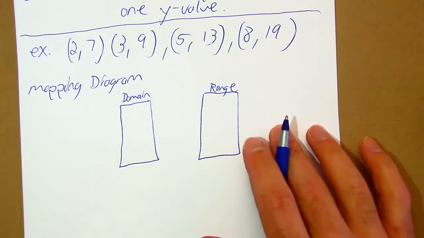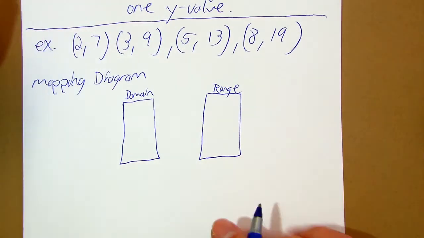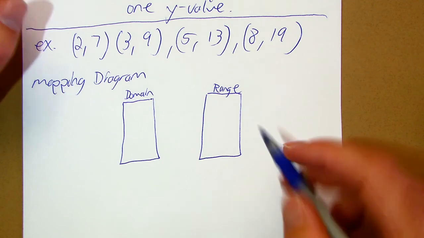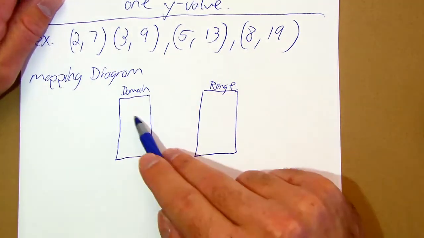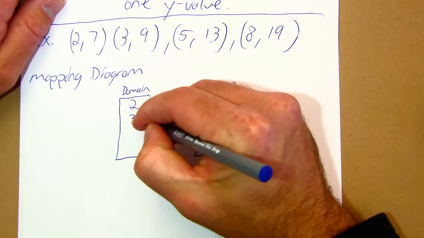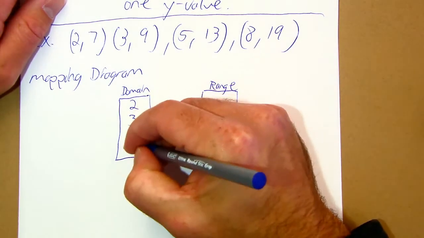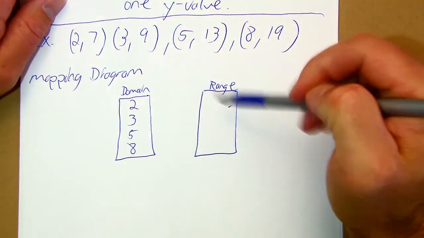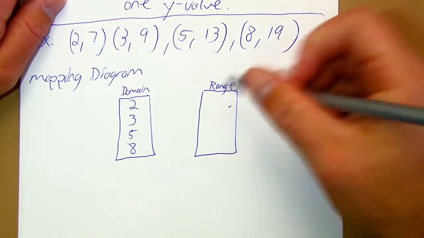Oops, I hope it got on the screen there. So these mapping diagrams, nothing too crazy here. You're just going to take each x value, put it in the domain box, so 2, 3, 5, and 8, and you're going to map it, and then you're going to put your y values in the range, so 7, 9, 13, and 19.